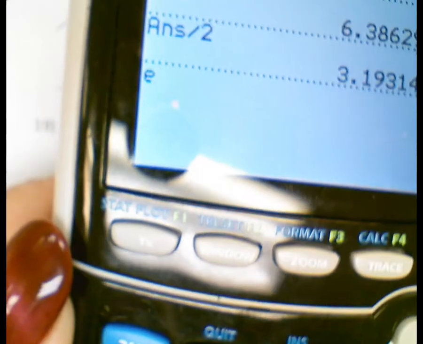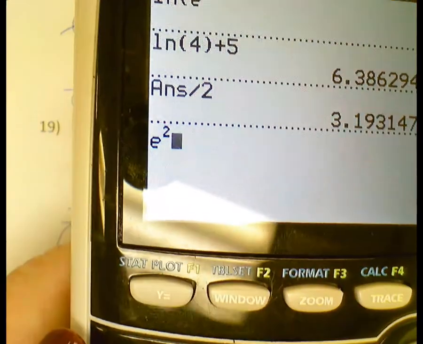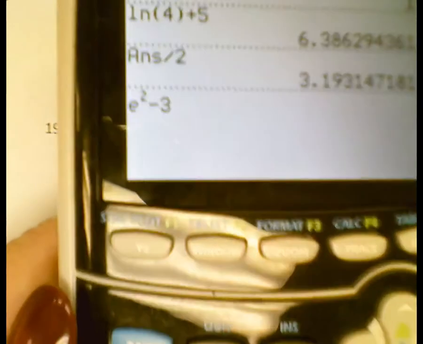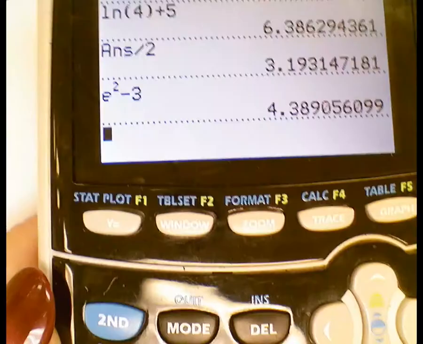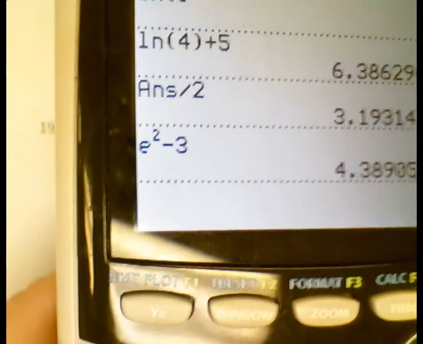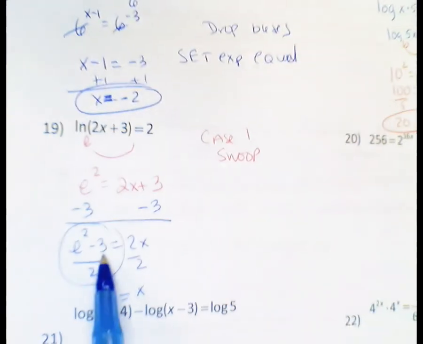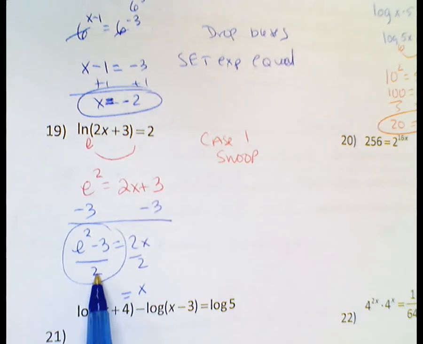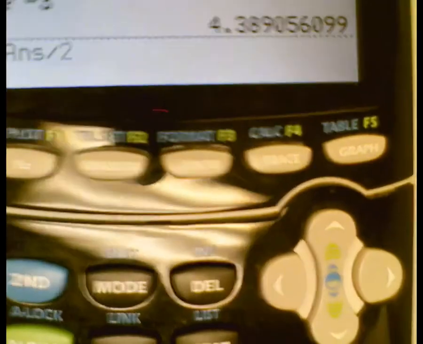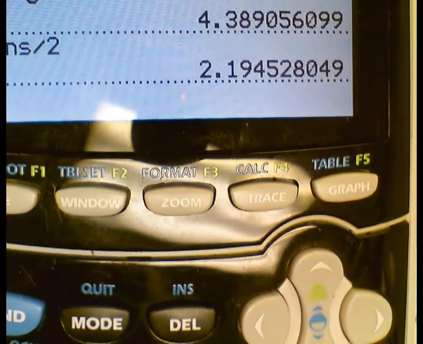So to punch in E, you have to press second divide. Second divide, and you're going to square that. Then you're going to say minus 3. Now I'm going to press equals here to get this to be one number before I press divided by 2, because right there it says E squared minus 3 divided by 2. So I have to get all those to be one number before I can press divided by 2. So see, that's all one number now. Now press divided by 2. 2.1945.